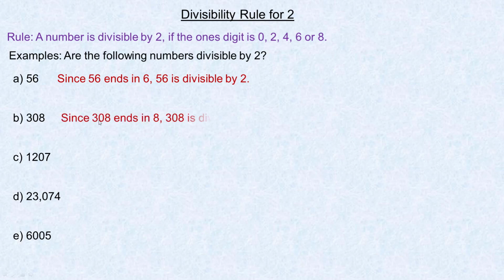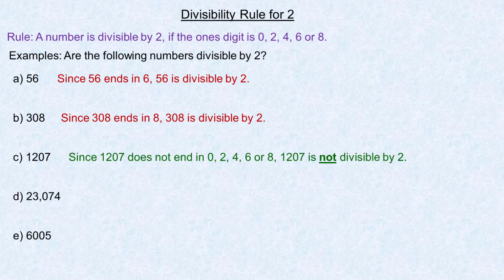308 ends in 8, and 8's one of these 5 numbers. So that means that 308 would be divisible by 2, because the number in the ones digit on the right end is either 0, 2, 4, 6, or 8. It's the 8. Now 1207: the number in the ones digit, the 7, is not 0, 2, 4, 6, or 8. So that would mean 1207 is not divisible by 2, because it's not ending in either 0, 2, 4, 6, or 8.